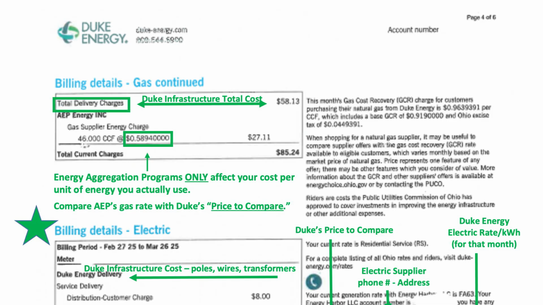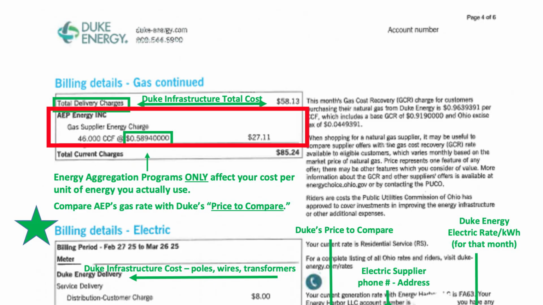So the supplier is AEP Energy. That is the company that the city is using, Forest Park, in their aggregation program, and their rate, which is a fixed rate, which means it's going to stay the same through the whole contract, is 58.9 cents. So that is the rate that it's going to cost you per CCF. Now, CCF stands for cubic feet, per cubic foot of gas.